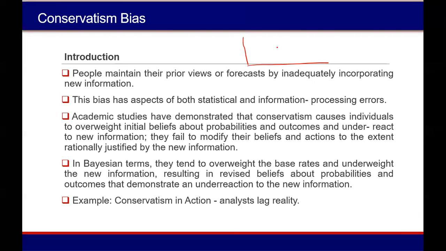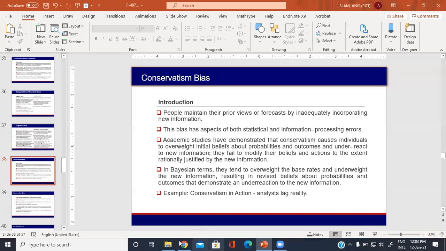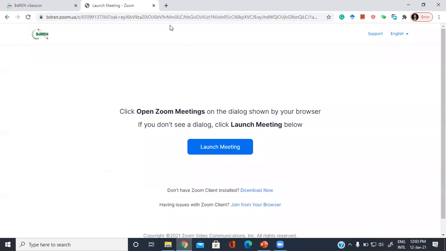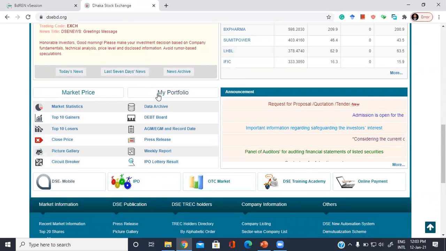Have you seen this kind of price graph? Yes, sir. Can you tell me that it looks like the recent price of Robi? Have you seen the recent pricing trend of Robi? Yes, sir.